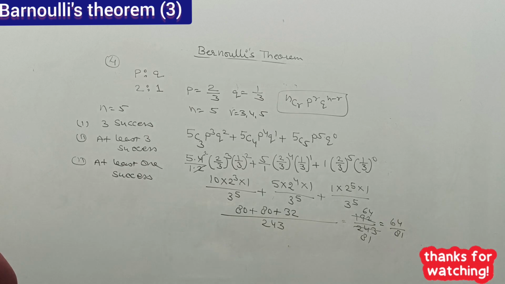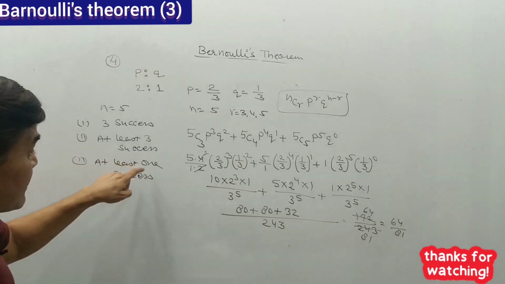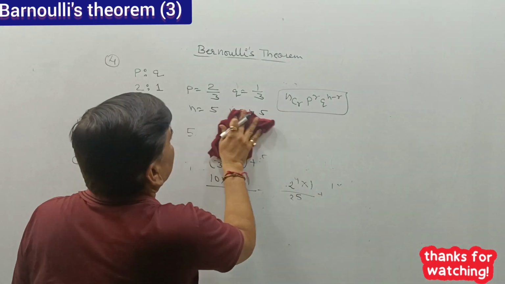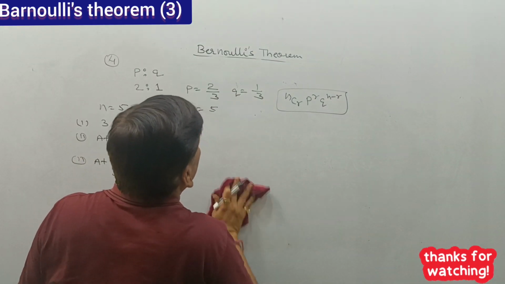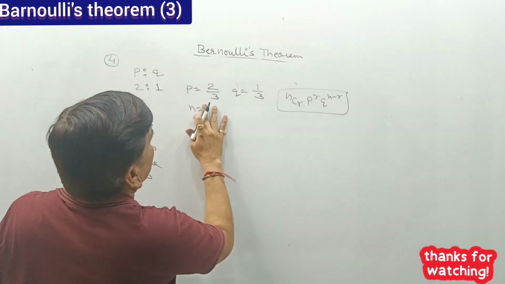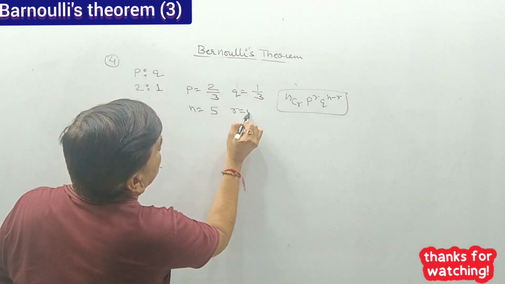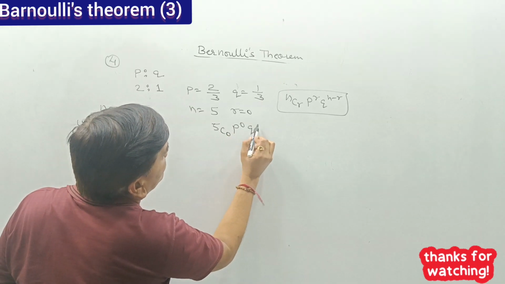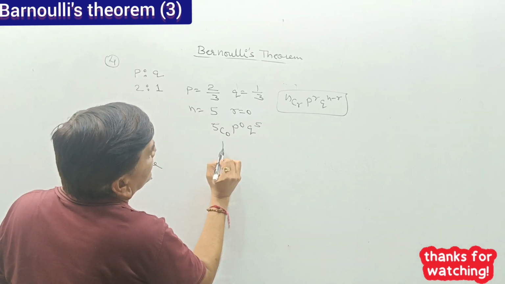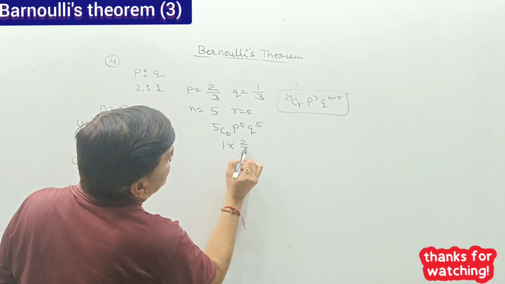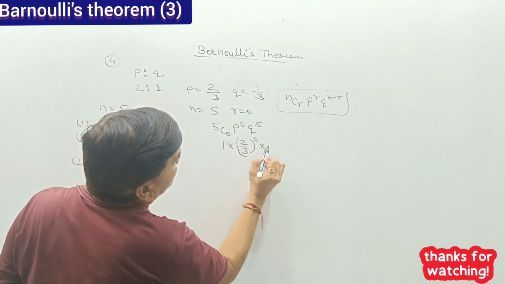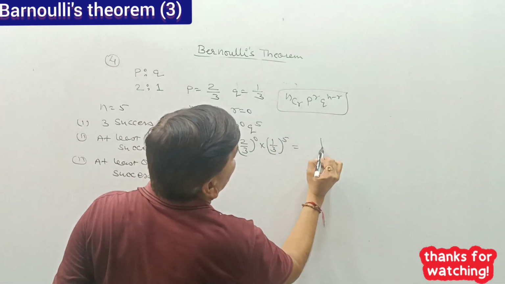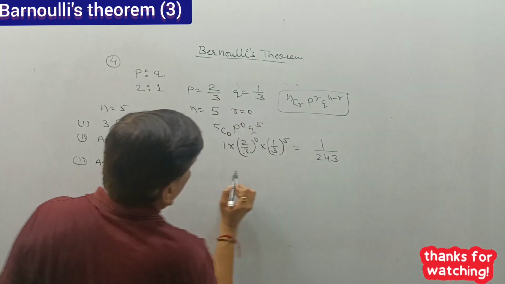Now the last question: at least one success. So the very first thing, we will calculate the value of 0 successes. So 5C0 P raised to power 0 Q raised to power 5. So that is 1 multiply 2 by 3 raised to power 0 multiply 1 by 3 raised to power 5. So the value is 1 upon 243.